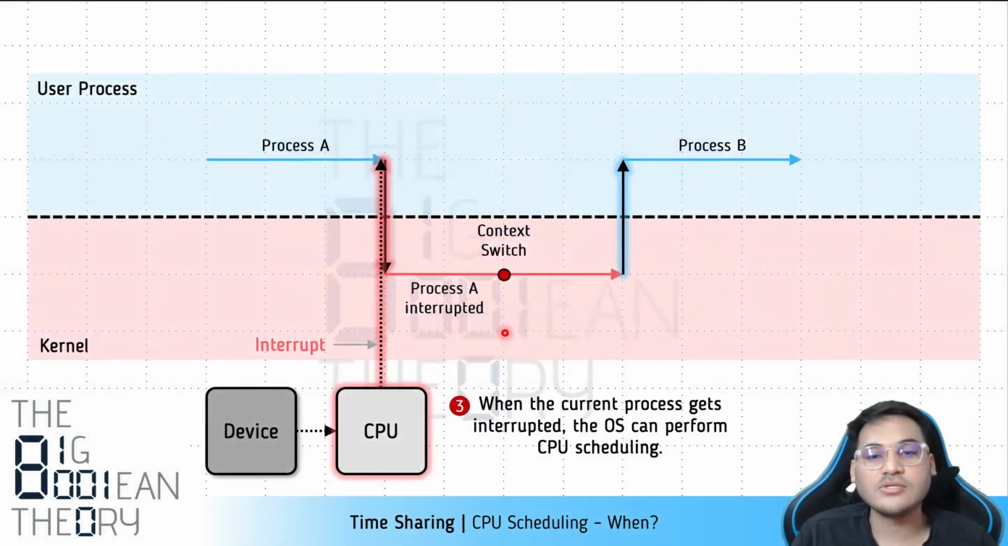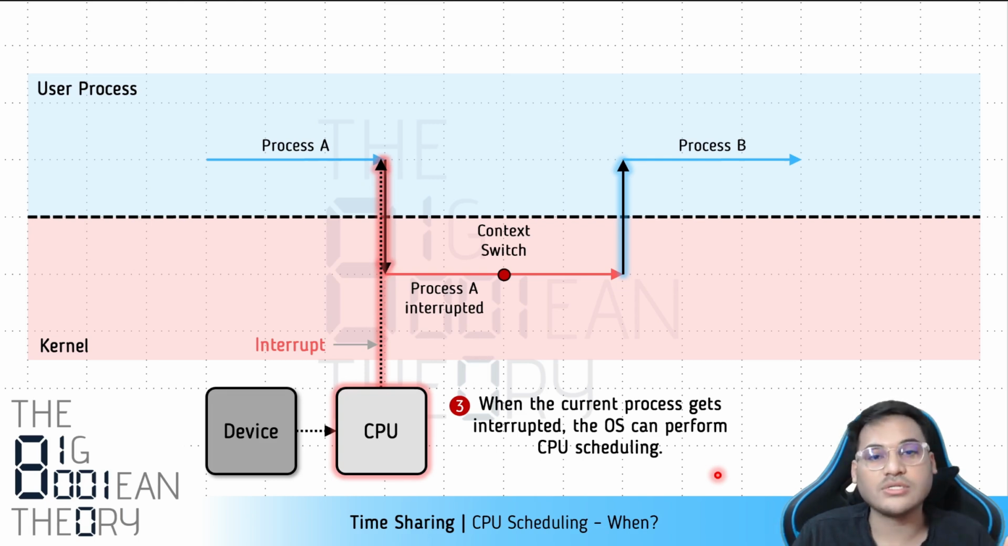So when does a process go from running to ready state? It can go whenever it is interrupted, right? When the current process gets interrupted, the process which was executing on the CPU goes from running back to ready state. And this interruption can be due to any kind of device interrupt, not just timer interrupts. Any kind of device interrupt can put a process from running to ready state, right? So when the current process gets interrupted, the operating system can perform CPU scheduling, right?